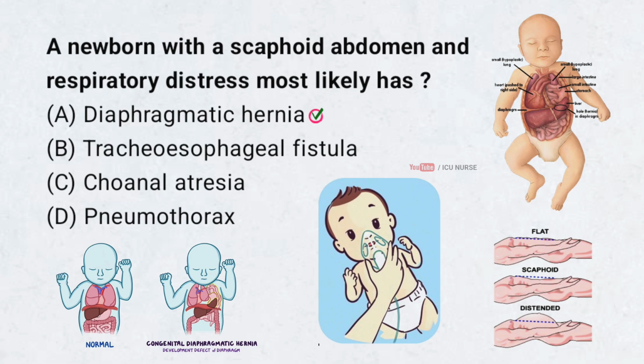This compresses the lungs and causes respiratory distress. The abdomen appears scaphoid or sunken.